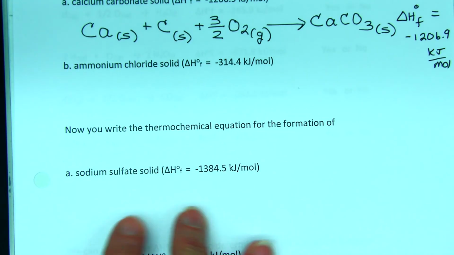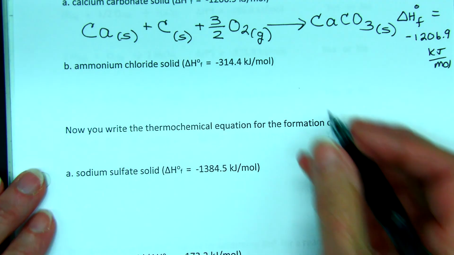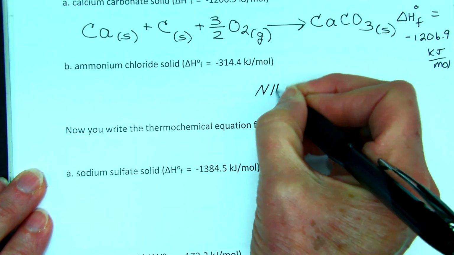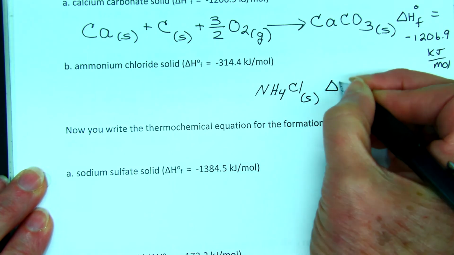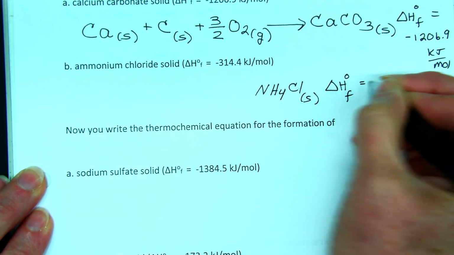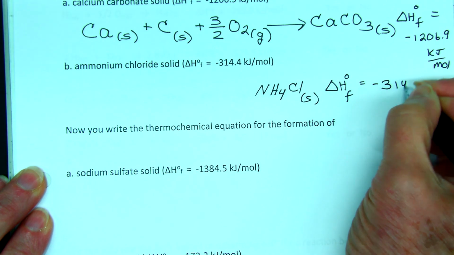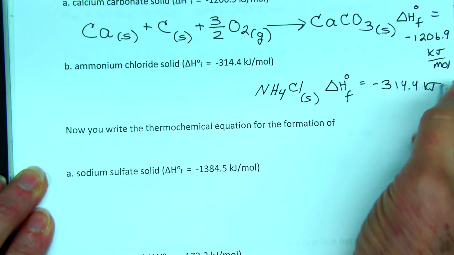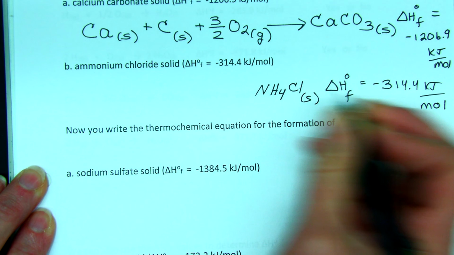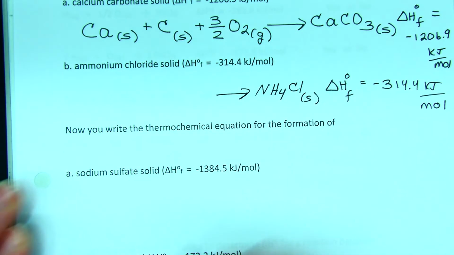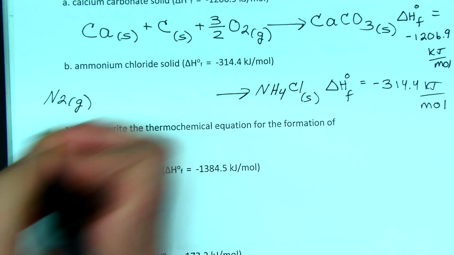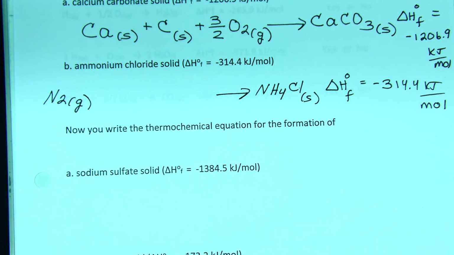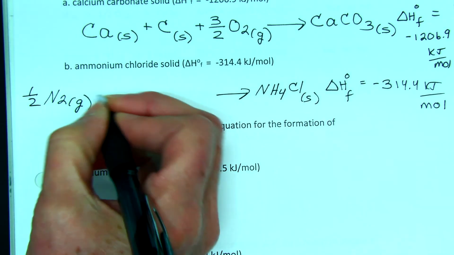Let's look at the next one, ammonium chloride solid. So we start with our product, ammonium chloride. We write the proper formula. We add in the enthalpy of formation that I looked up in the chart, negative 14.4 kilojoules per mole. And to make this, what do I need, class? I need some nitrogen, and it comes in pairs as a diatomic gas. How much do I need? 1/2. What else do I need?